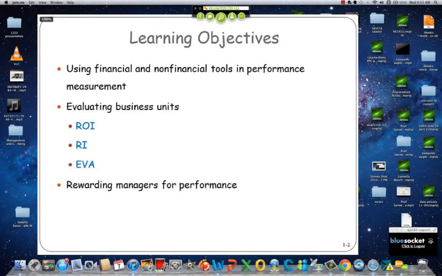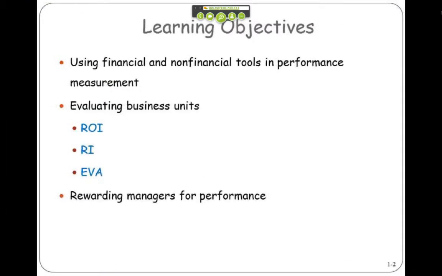A little bit about financial and non-financial tools for performance measurement, balanced scorecard stuff. Then we'll talk about 3 different models that might be used to evaluate the success of a business unit. I'm sure all of you have heard of ROI. Some of you might have heard of residual income. And then EVA, economic value added, is the third, which is just a modified residual income. Then we'll talk about performance rewards.